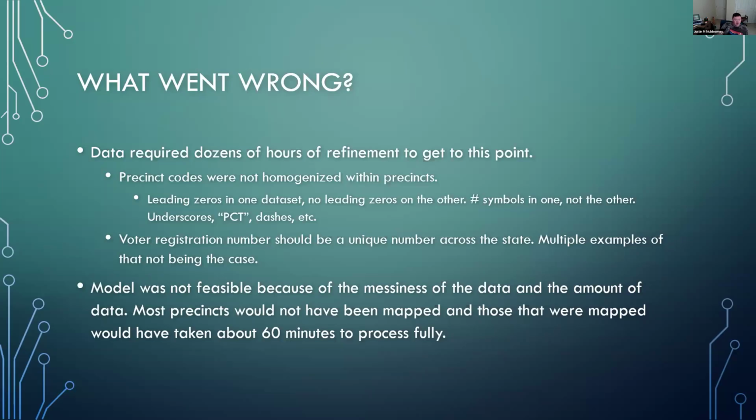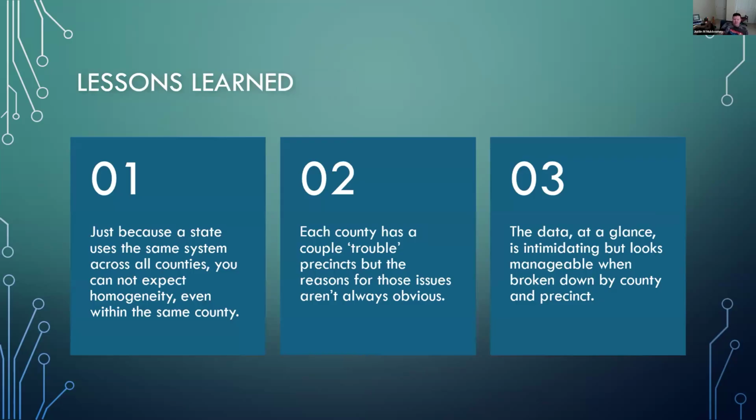I said I was going to do a model that was not feasible because of the messiness of the data and the amount of data. Basically, it was taking me 10 minutes to make any edits to my 12 million data point file, and most precincts would not have been mapped just because of the inconsistencies. And those that were mapped would have probably taken 60 minutes to process fully. But what did I learn?